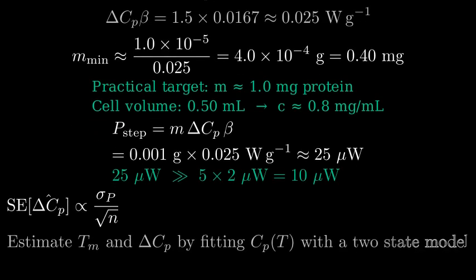Statistically, averaging repeated scans reduces random noise. The standard error drops like 1 over the square root of n. This improves the precision of the estimated heat capacity jump and the melting temperature.